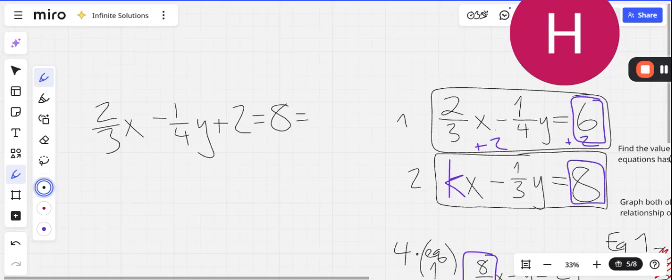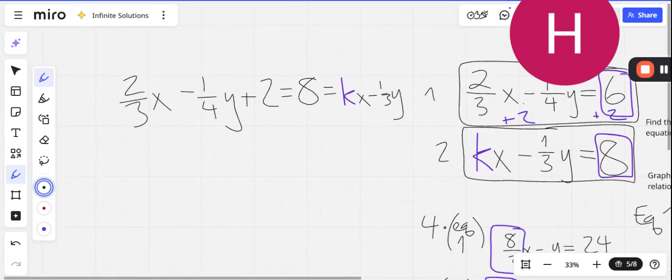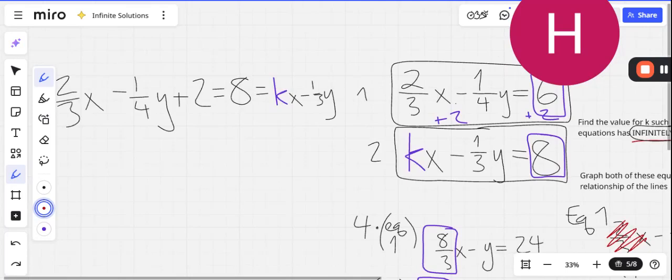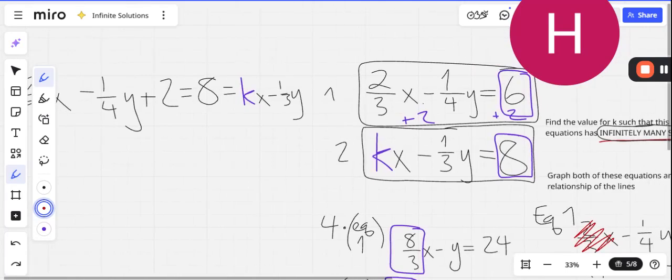Then we can set it equal to kx minus 1/3 y. But what you'll notice happens if we do this is now we have one equation with 2 variables. And the problem here is that we cannot just cancel some variables on both sides. We do not have an even amount to cancel on both sides. So this method would not get us anywhere. It would be much more complicated than that.